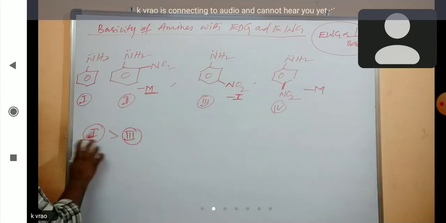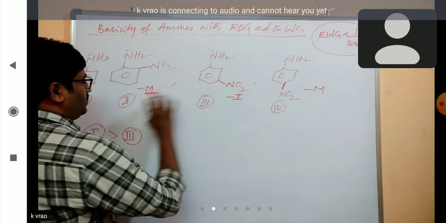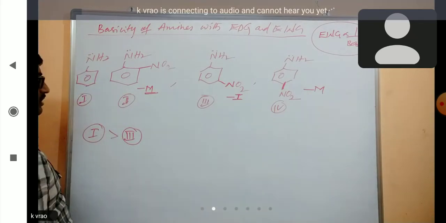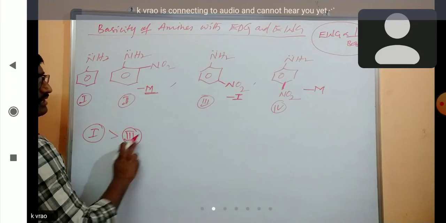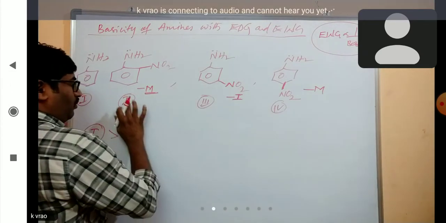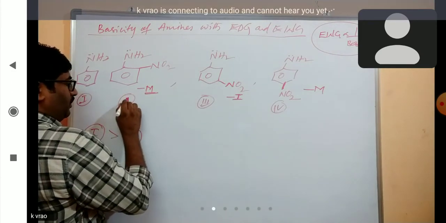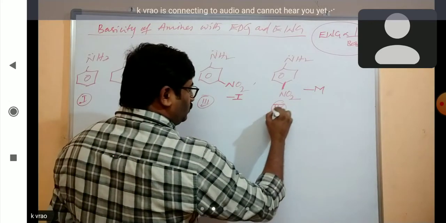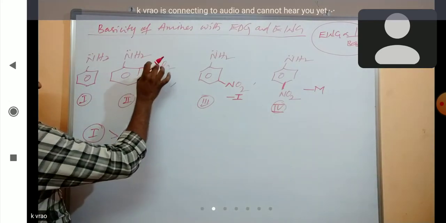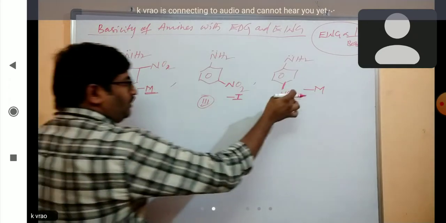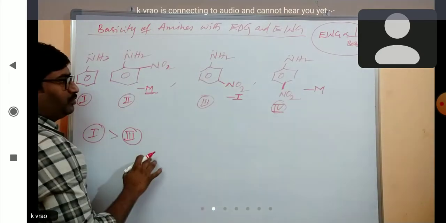Now the basicity order, because these two are the weak bases. This is more basic, next one more basic, next one 4 and 1. Now 4 and 2 both are in competition. NO2 group is present on ortho and NO2 group is present on the para. Both are minus M groups.